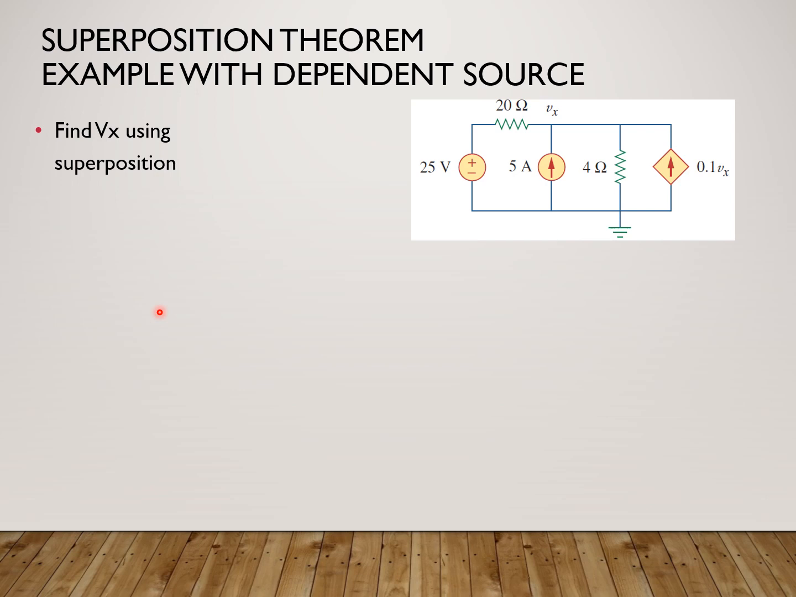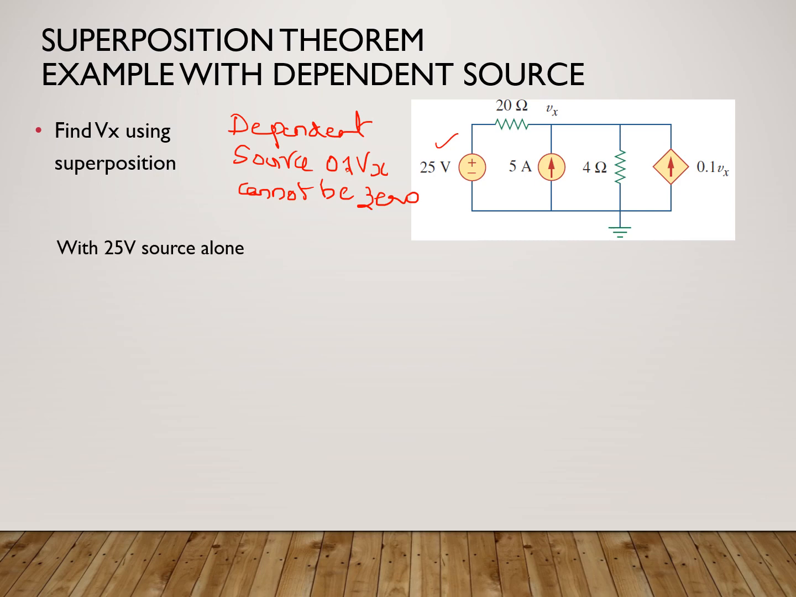So what do we do using superposition? Consider each source at a time. Now the only problem is that here we have a dependent source. A dependent source you cannot make 0. So the dependent source 0.1 Vx cannot be made 0, right? It is kept as such. But we are going to consider the 25 volt source individually first, and after that the 5 ampere source likewise. So the remaining part remains the same.